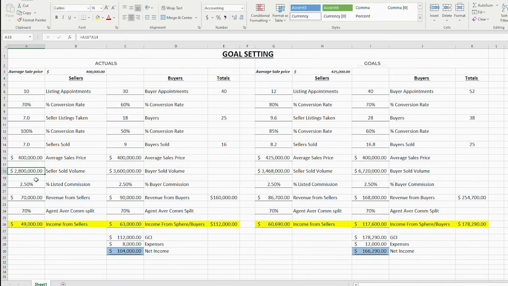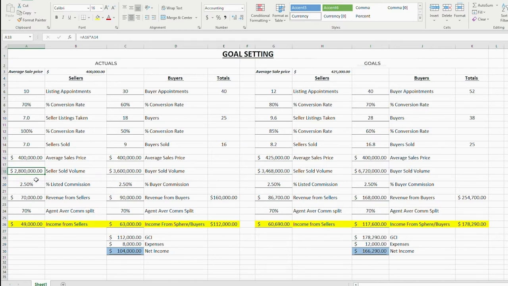Now keep going. What is your commission split from your company? Let's say it's 70%. Commission splits from companies, for some companies those are negotiable, for some they aren't, but whatever yours is, it is. You plug that amount in and it'll tell you how much commission you got. Same exercise right here for buyers, okay?